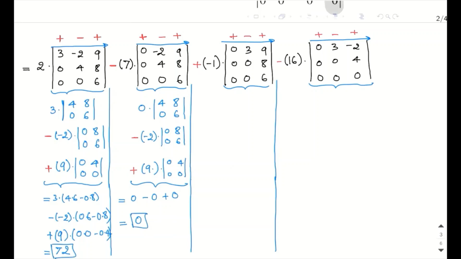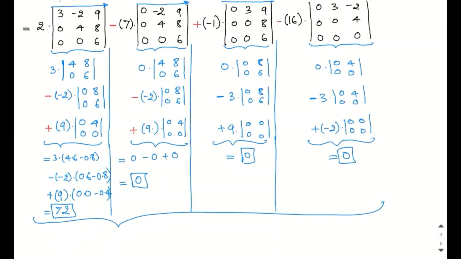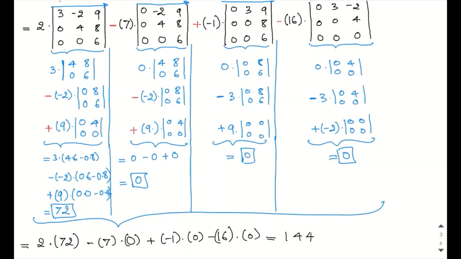Similarly, you are going to get the same thing for the later ones. So in the end, you are going to get 2 times 72 minus 7 times 0 plus negative 1 times 0, and then minus 16 times 0. Right, so you're going to get 144 as the final answer. So that's how we compute determinants using only the definition. And you see that it's very inconvenient.